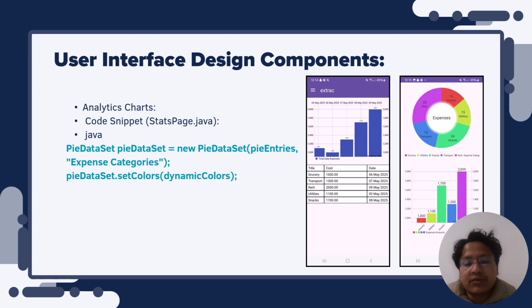User interface design component: this software has analytical charts, a pie chart and a bar chart. MPAndroidChart powers Personal Expense Tracker's visuals. The pie chart breaks down spending by category, while the bar chart tracks daily trends. Showing chart rendering in the emulator. Then we can understand our pie chart and bar chart of daily expenses.